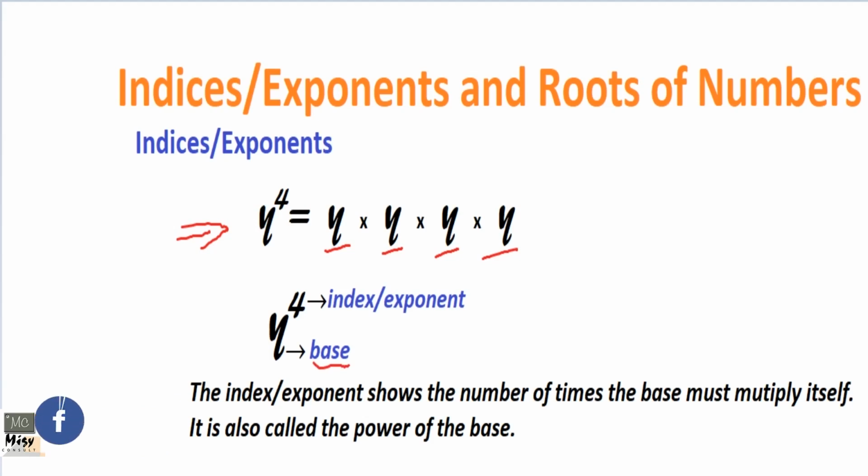The big number at the bottom is the base, and the one on top is the index, also called the exponent or the power. The index is the number of times the base is multiplied by itself. So y raised to the power 4 means the base is multiplied by itself 4 times. The base is multiplied by itself several times, depending on what the index is. The index is also called the exponent, or power.